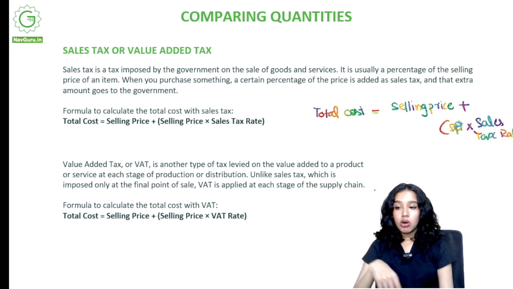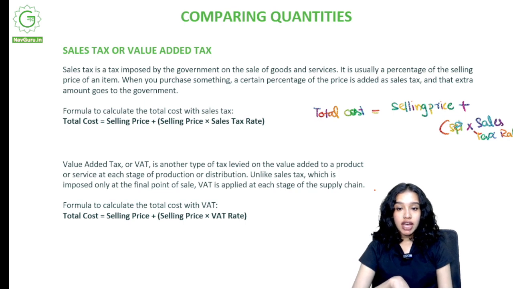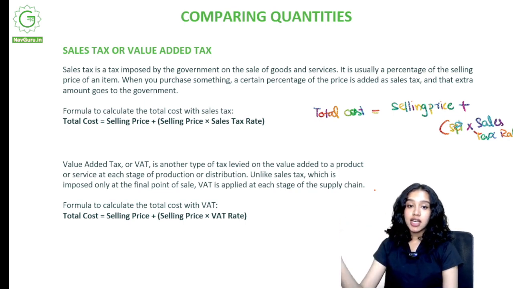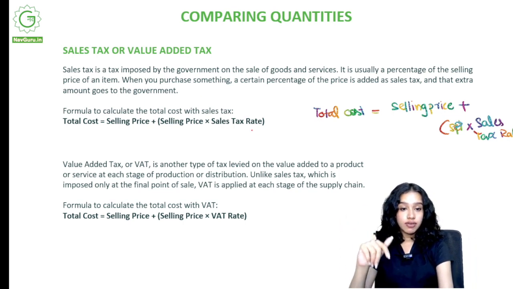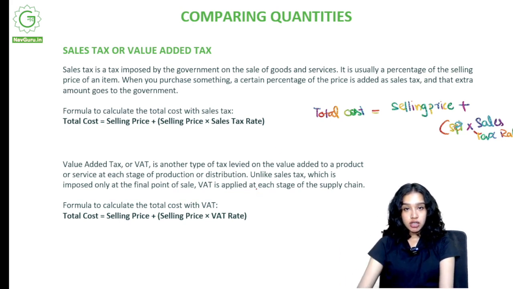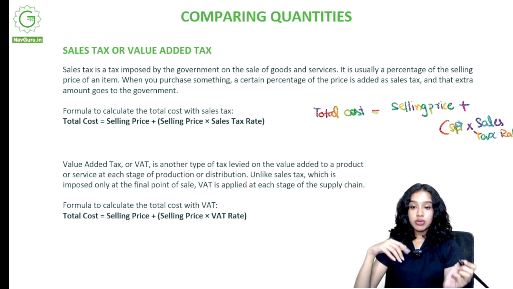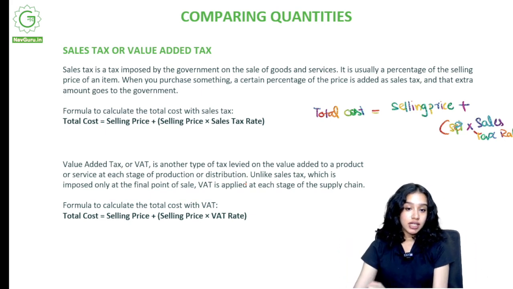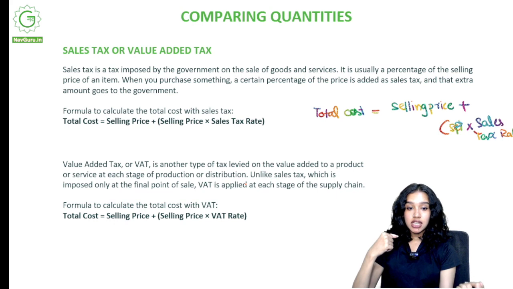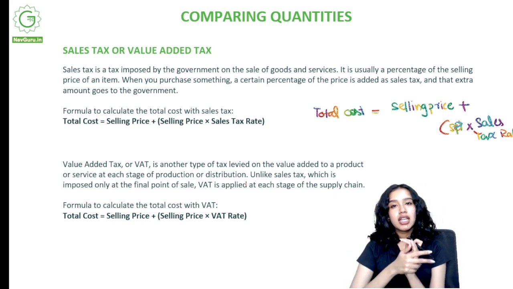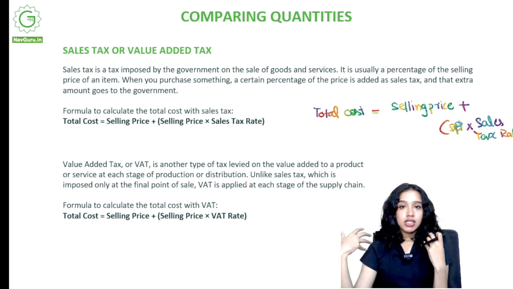Okay. Now, what is value added tax? Value added tax or VAT is another type of tax levied on the value added to a product or service at each stage of production and distribution. Unlike sales tax, which is imposed only at the final point of sale, VAT is applied to each stage of the supply chain. Let's say that I am manufacturing some things.